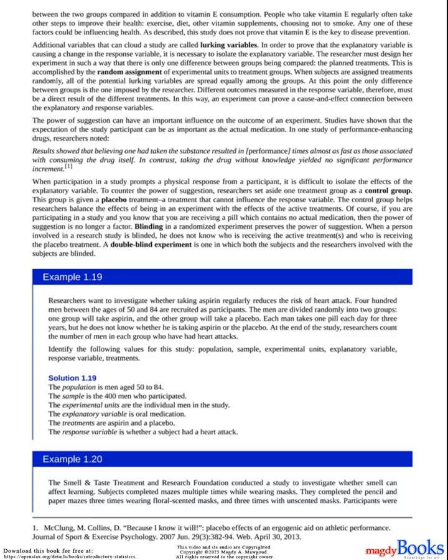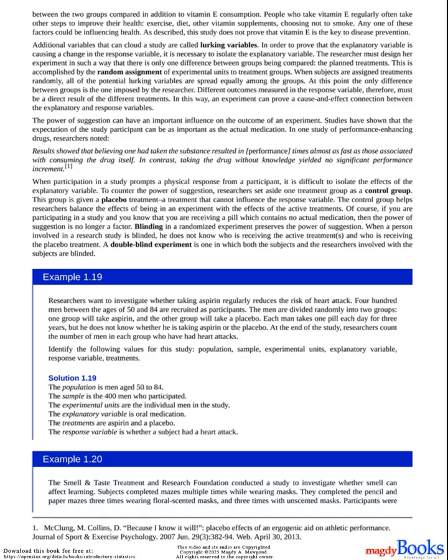In order to prove that the explanatory variable is causing a change in the response variable, it is necessary to isolate the explanatory variable. The researcher must design her experiment in such a way that there is only one difference between groups being compared: the planned treatments. This is accomplished by the random assignment of experimental units to treatment groups.